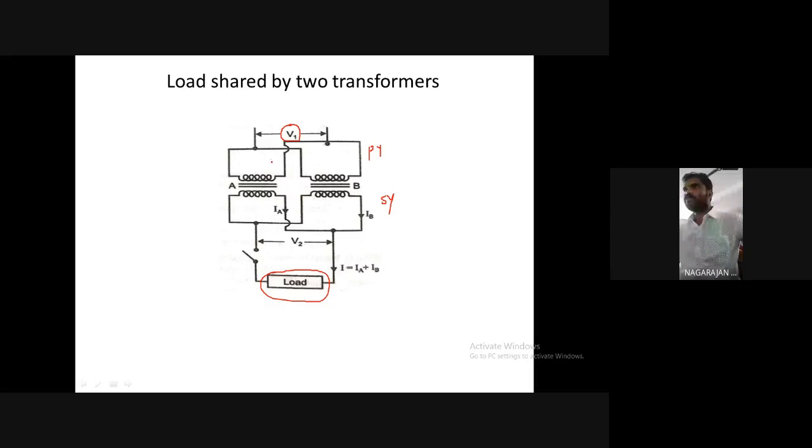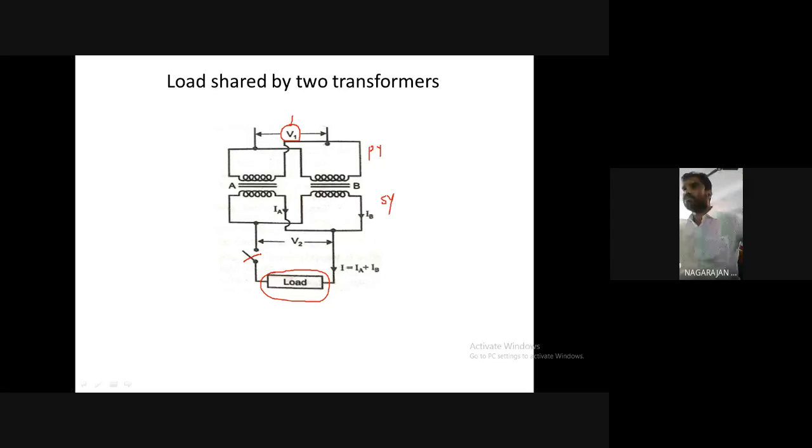So look at this diagram. The primaries of transformer A and B are connected across the source. The secondaries of transformer A and B are connected across the load. Initially, the switch is kept open, so no load current will be passing through this, and the generator voltage will be induced.